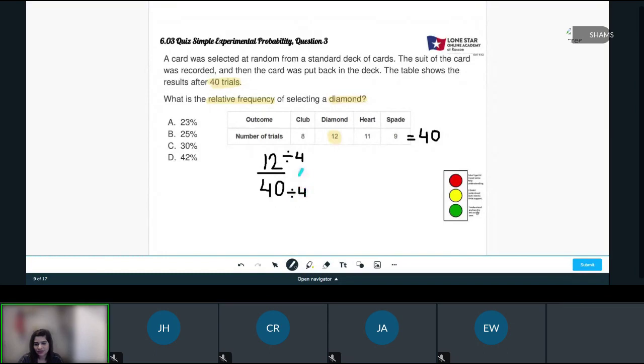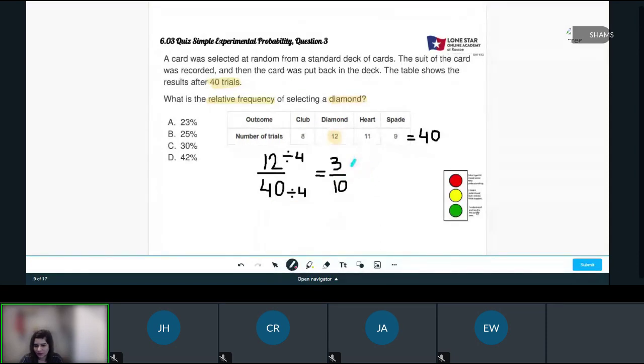And that will reduce 12 over 40 to 3 over 10. Now 3 over 10 is very easy to make into a percent. Right? 3 over 10 is very easy to make into a percent. How?